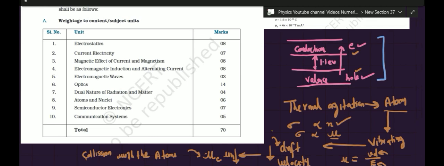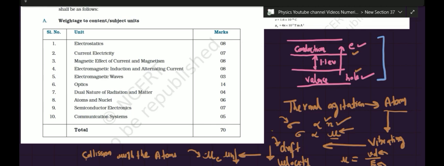Now in a semiconductor, the good part is that the increase in charge carriers outweighs the loss of mobility due to the collisions. So collisions are reducing the conductivity, whereas the charge carrier density is increasing the conductivity. But who wins?